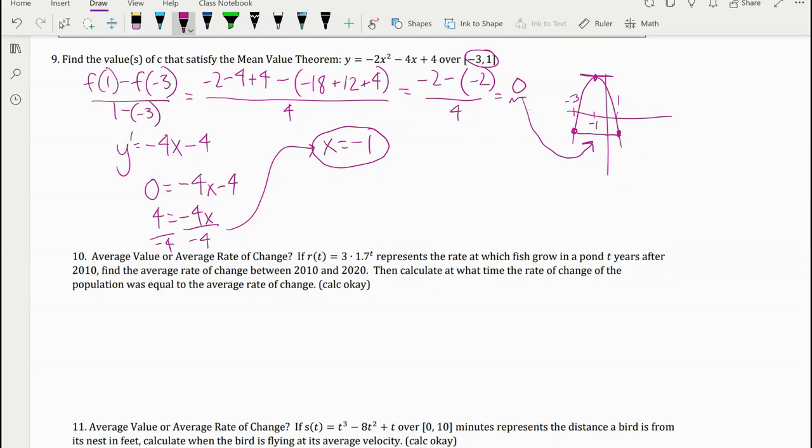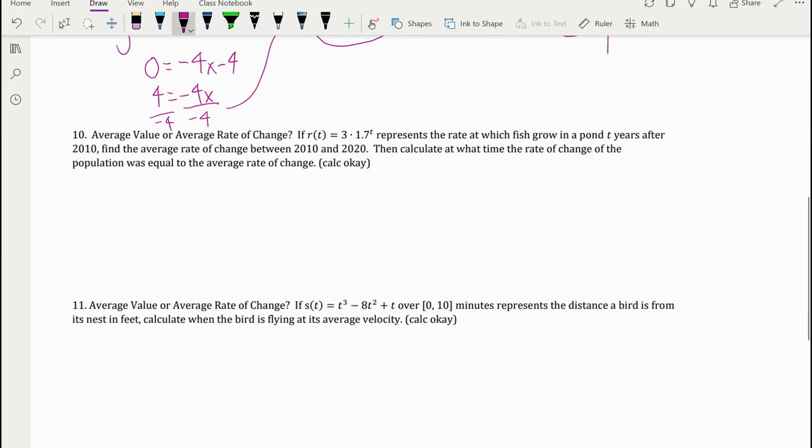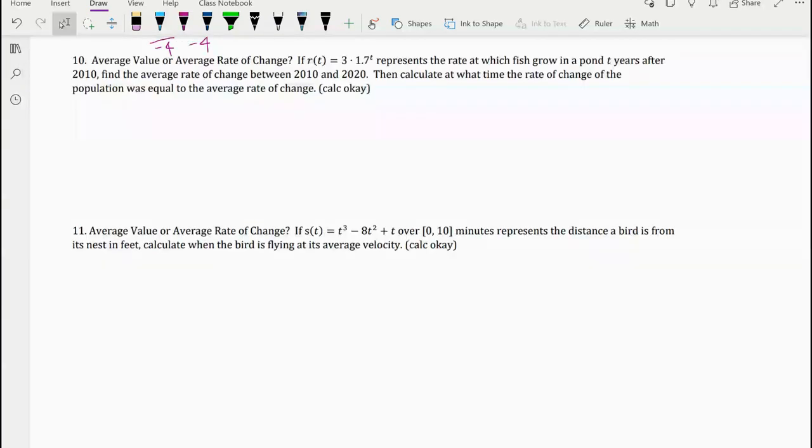So the average slope between 2 points is equal to the actual slope somewhere in between those 2 points. So that's the mean value theorem. Now for these two, I have to decide whether I'm finding the average value or finding the average rate of change. So average value means average y value. Average rate of change means the average slope.